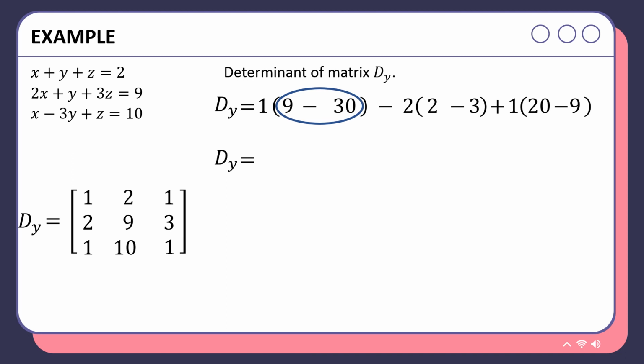Nine minus 30 is equal to negative 21. Negative 21 times 1 is equal to negative 21. 2 minus 3 is equal to negative 1. Negative 1 times negative 2 is equal to positive 2.